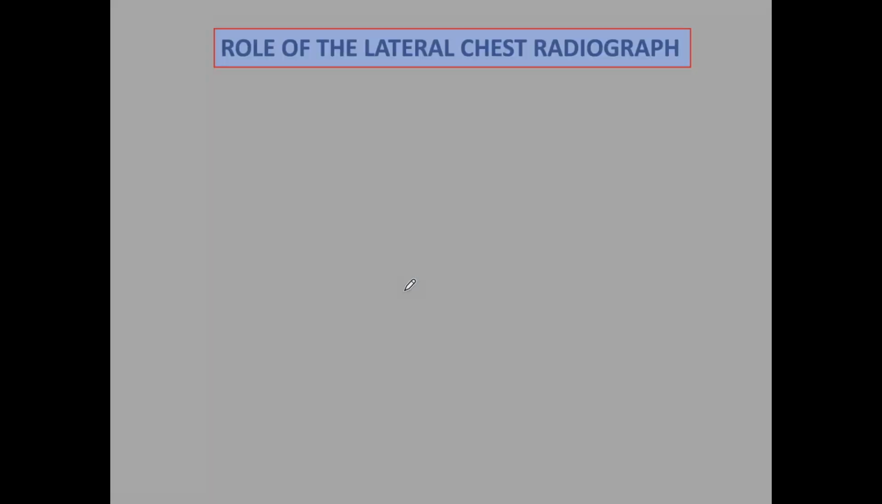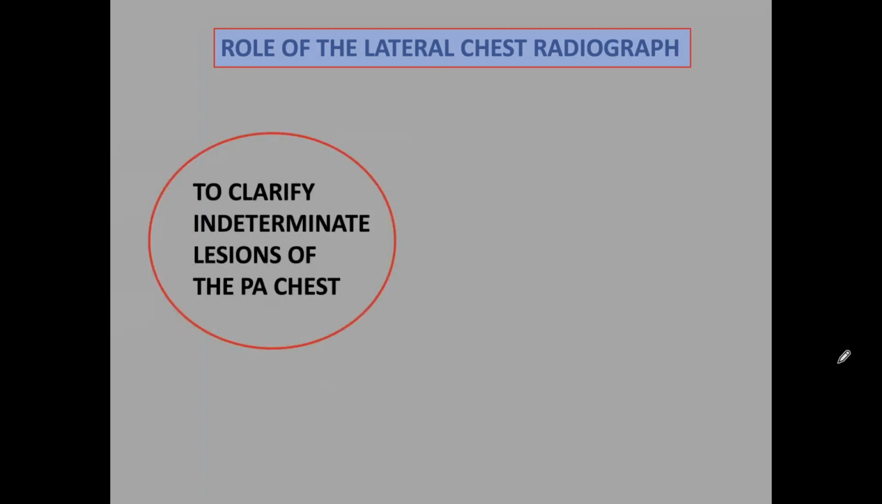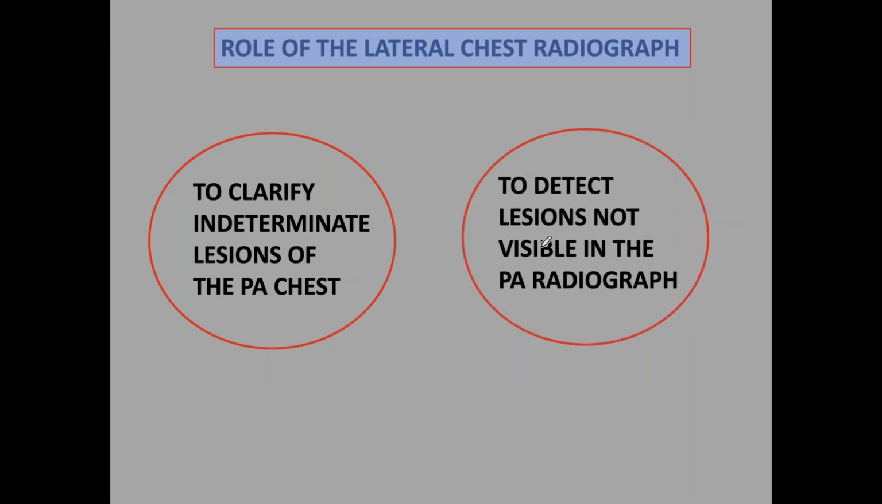So what is the main role of the lateral chest radiograph? Well, the first one is to clarify indeterminate lesions in the PA chest, as we saw in the first case. And the second one, and more important, is to detect lesions not visible in the PA radiograph. As I mentioned, a little bit over 25% of the lung is not visible in the PA. So therefore, we need a lateral chest radiograph to complete the diagnosis.